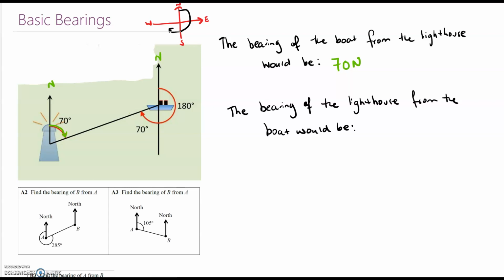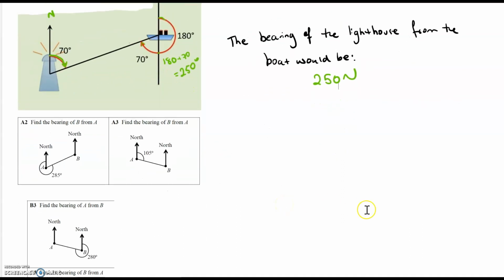We also have 180 degrees here from north to south. And then we've got 70 degrees, so our total from north is 180 plus 70, which is 250 degrees. So my bearing of the lighthouse from the boat would be 250 north. If we just go down here, I've got a couple more examples on this kind of idea.